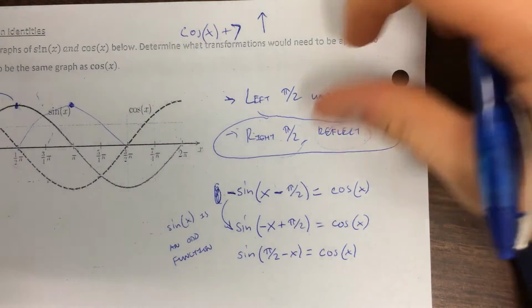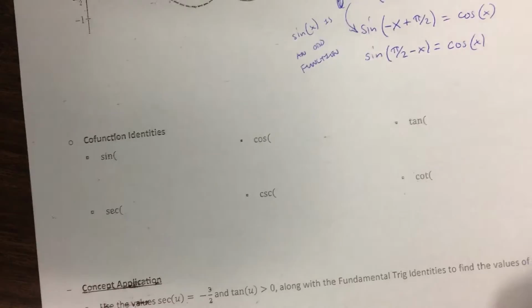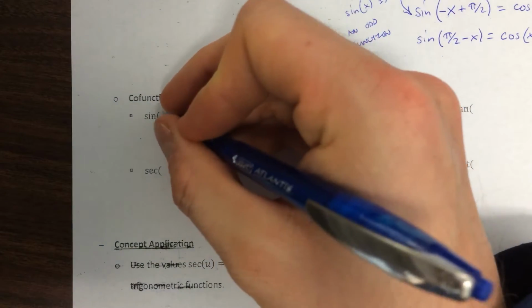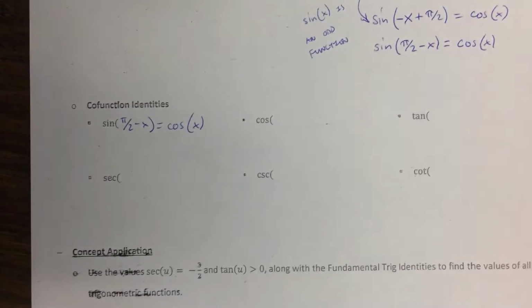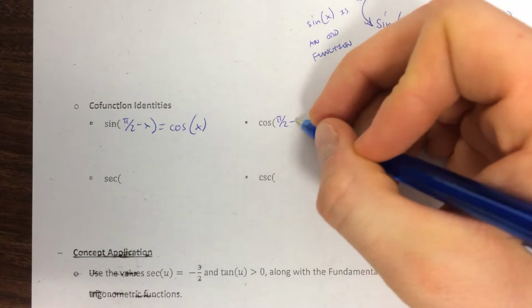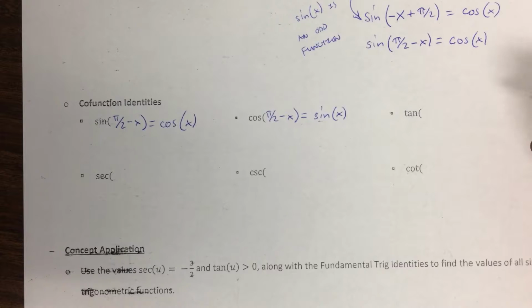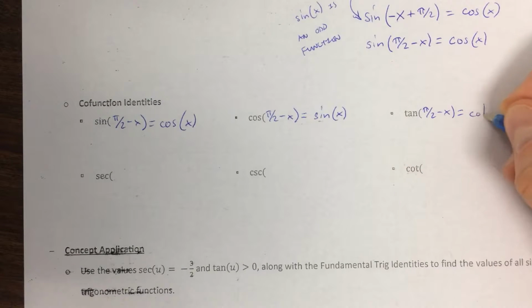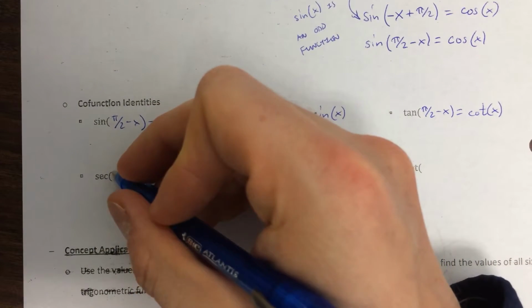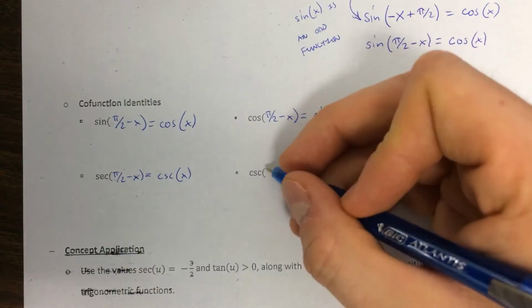And the reason we chose this is because we can put it in this form, and what's happening in the parentheses is going to be the same for all our functions. What I mean by that is, sine of pi over 2 minus x, we just saw, is cosine of x. We can also say that cosine of pi over 2 minus x is sine of x. Tangent of pi over 2 minus x will be cotangent. Secant of pi over 2 minus x is cosecant.